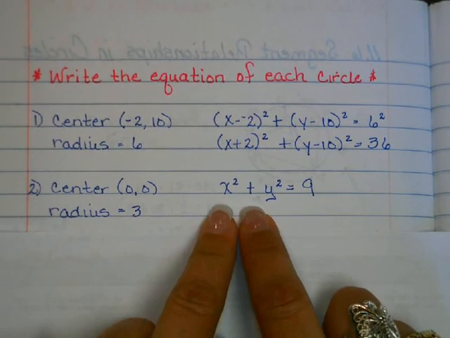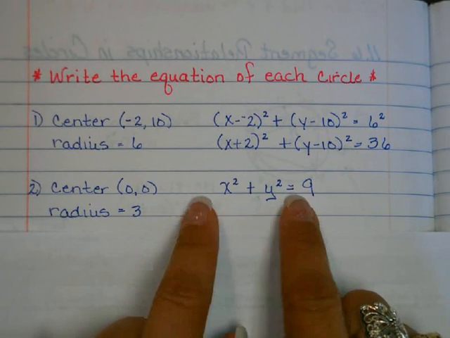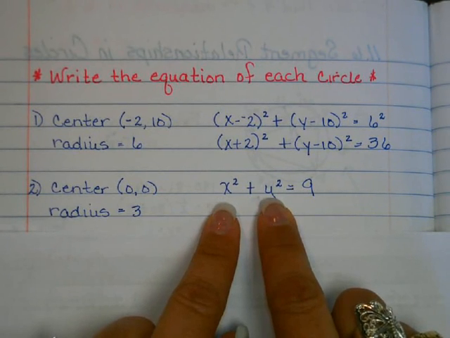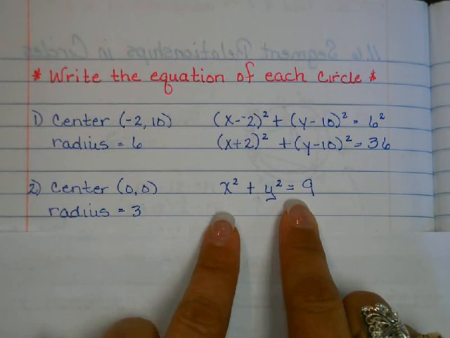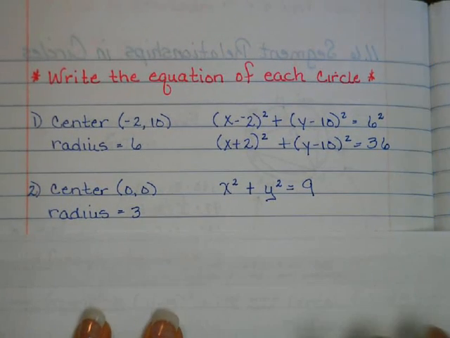Well, you don't have to put X minus 0 and Y minus 0. You just bring it on down. So X squared plus Y squared equals 9. That's your radius squared. And that is the equation that you go with.